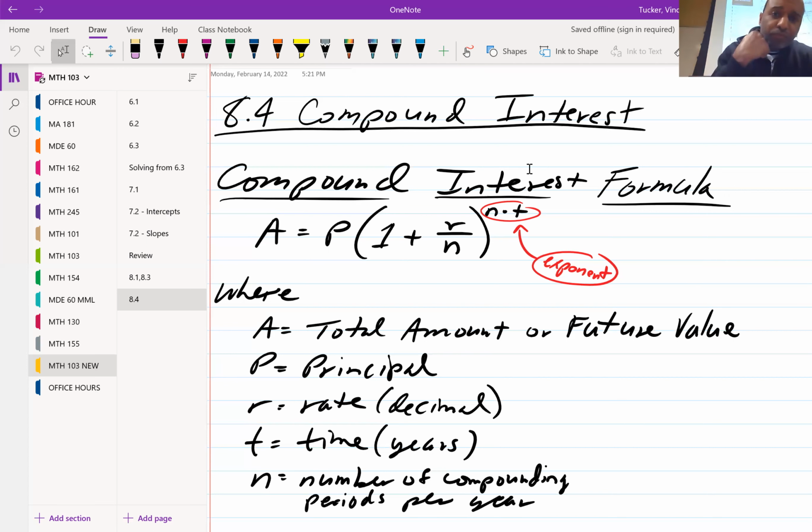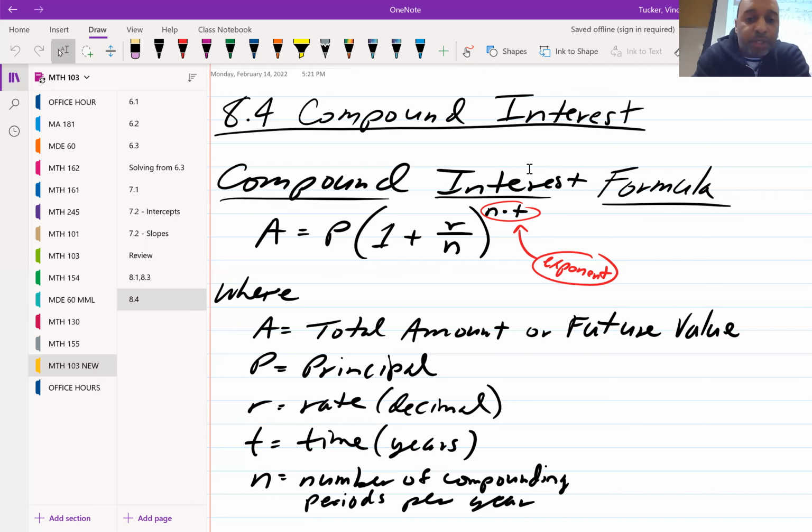All right. So 8.4, compound interest. Here's our compound interest formula. All variables are the same, except we have a new variable. So let's look at those. A is going to be your total amount or future value. P is your principal, or that deposit, that initial payment, initial amount of your loan.